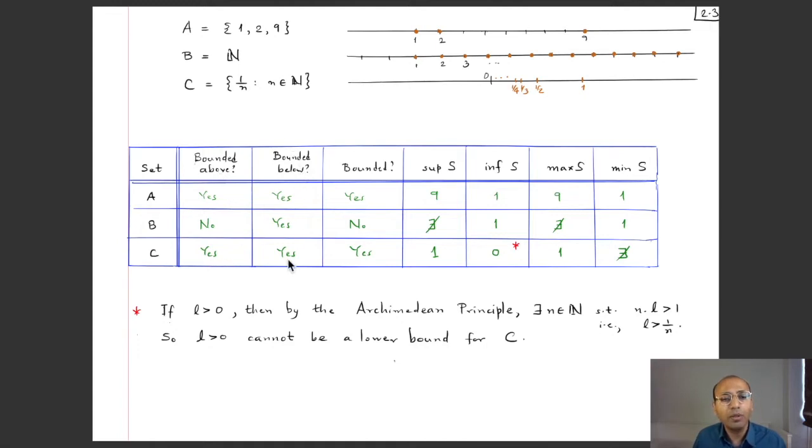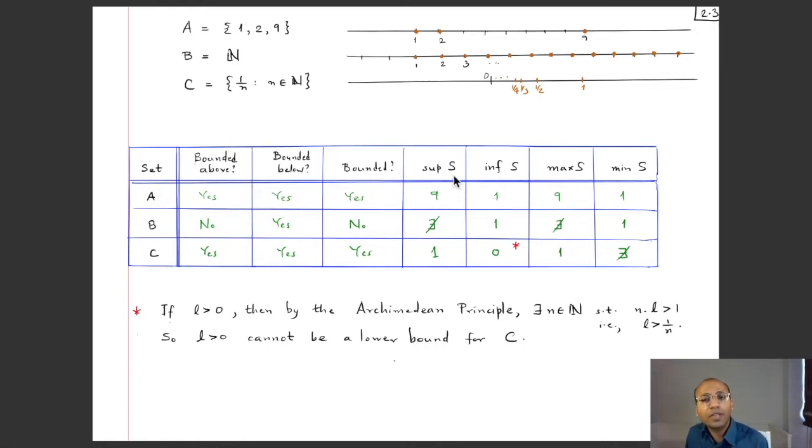Is it bounded below? Yes, because 0 serves as a lower bound. You see that for any natural number n, that's a positive number, so 1 by n is also a positive number. So 1 by n is strictly bigger than 0 for every natural number n. So 0 serves as a lower bound, so this set is bounded below. Is it bounded? And the answer is yes, because it is both bounded above as well as bounded below.